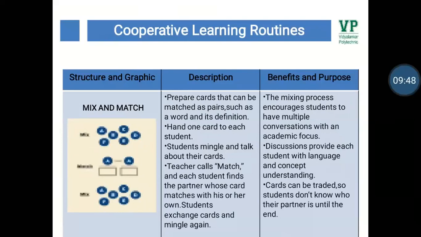Mix and match. Description, benefits, and purpose are explained in the slide very well. Kindly have a look at it and write what are the advantages and disadvantages of the technique. After writing down your answer, you can click on the next slide.